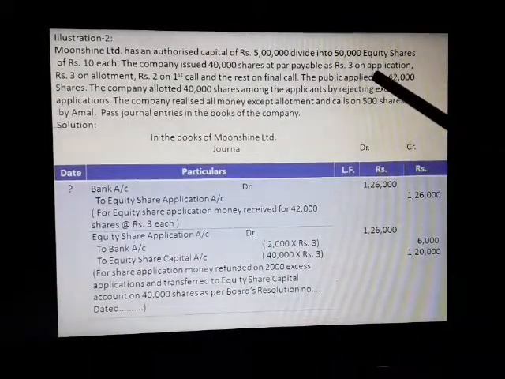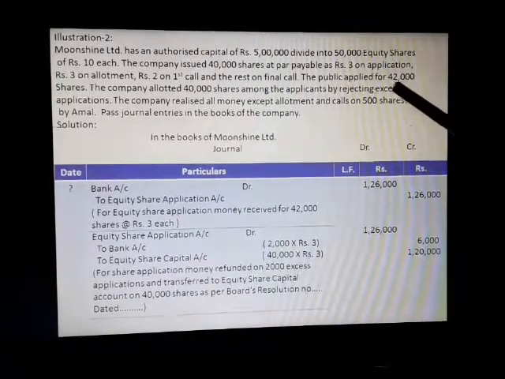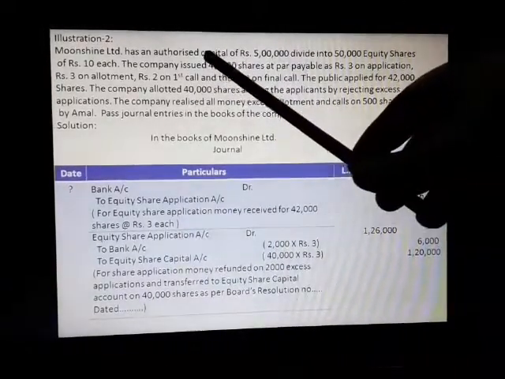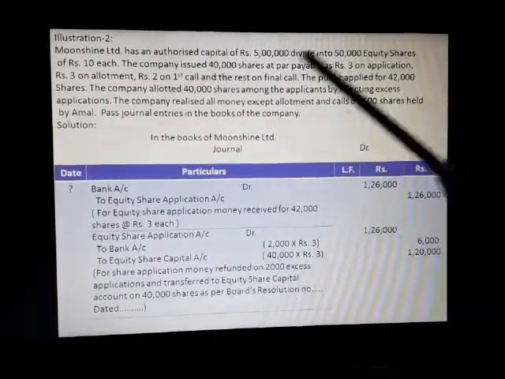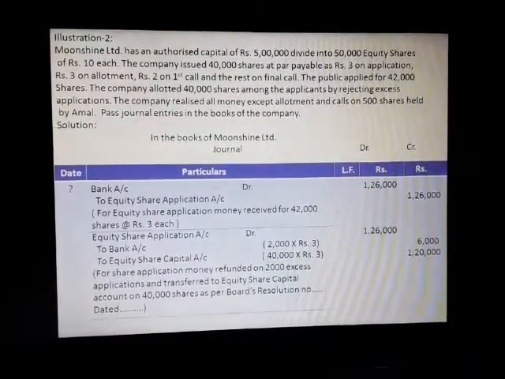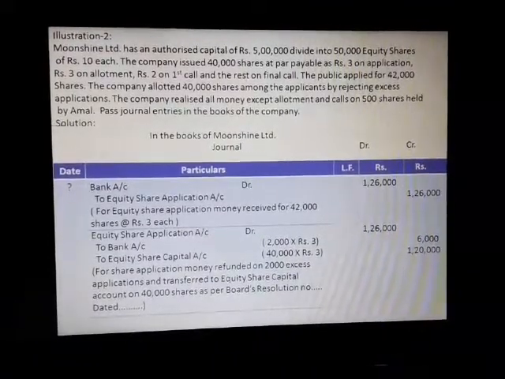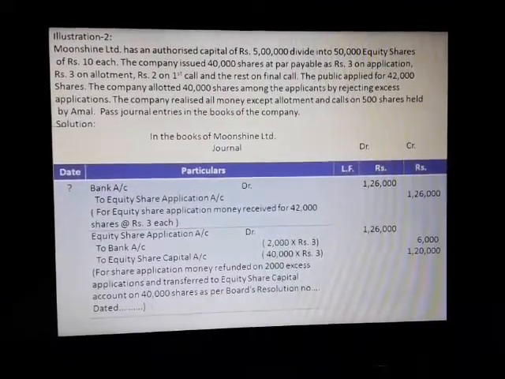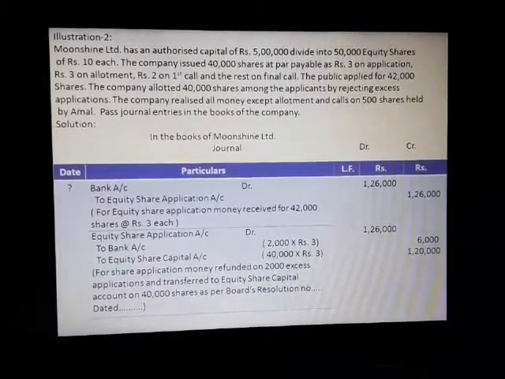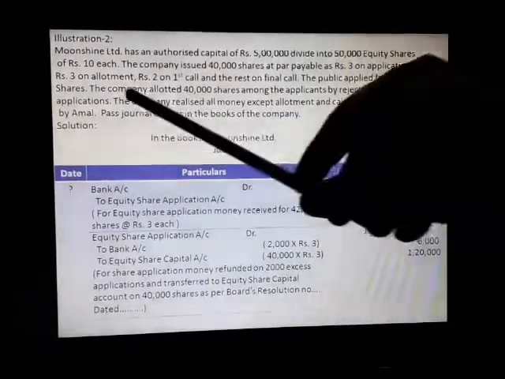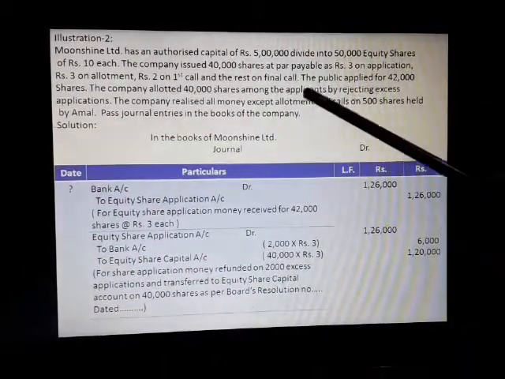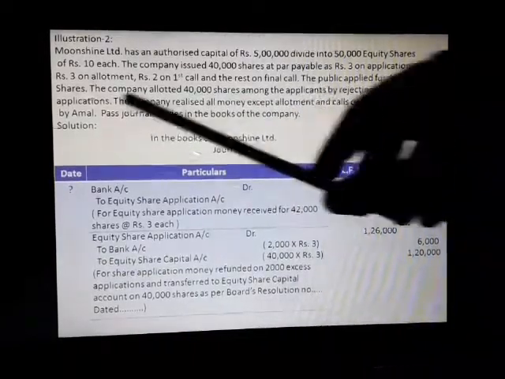The public applied for 42,000 shares. The company issued 40,000 shares here, but the public applied for 42,000 shares. So there is excess application of 2,000 shares. Normally the company rejects the excess application. The company allotted 40,000 shares among the applicants by rejecting excess applications.